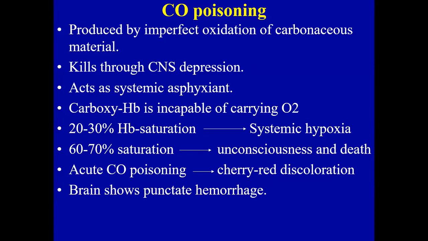Another type of poisoning is CO poisoning, produced by imperfect oxidation of carbonaceous material. It kills through CNS depression, acts as a systemic asphyxiant, and carboxyhemoglobin is incapable of carrying oxygen. 20 to 30% hemoglobin saturation leads to systemic hypoxia, while 60 to 70% saturation causes unconsciousness and death. Acute CO poisoning causes cherry red discoloration of the skin, and the brain will show punctate hemorrhage.